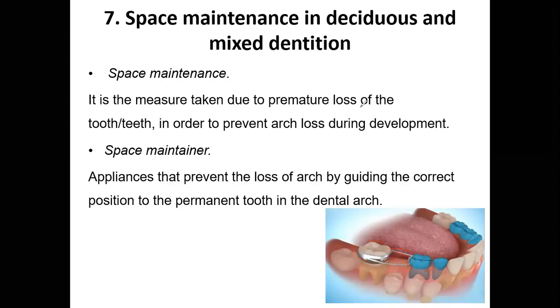At the same time, this appliance is preventing the first permanent molar and the first deciduous molar from drifting into this space. So these space maintainers prevent the loss of space. They prevent the drifting of the adjacent teeth. Also, they maintain the space for the permanent tooth which is going to erupt.